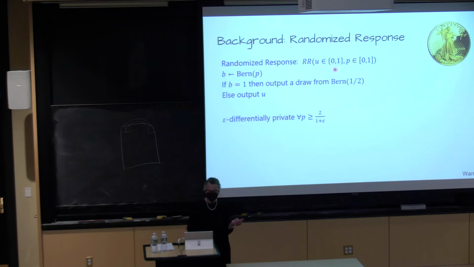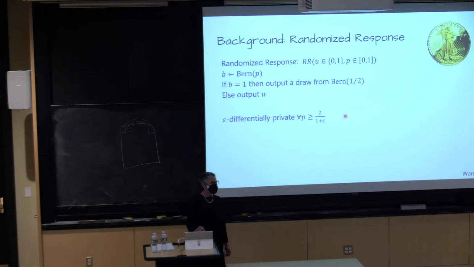We have an individual who has a data point which is 0 or 1, like do they floss regularly or not? And we have a probability p. So we flip a coin that has probability p of coming up heads. That's B. If the coin is heads, then the person answers randomly, and otherwise they answer truthfully. Okay? So we have deniability. If I say I don't floss, I have deniability because, for all you know, my Bernoulli came up heads and I'm just flipping randomly.